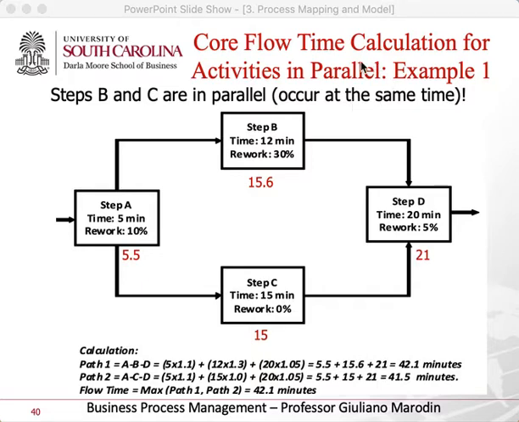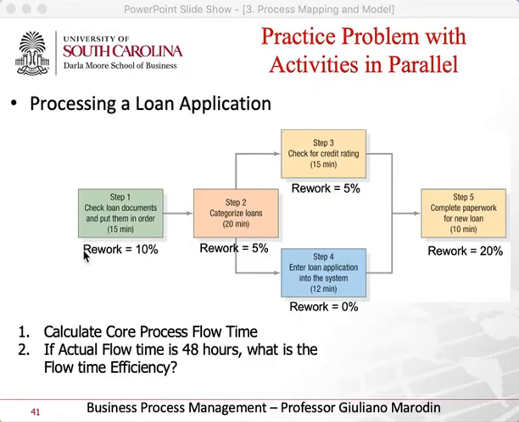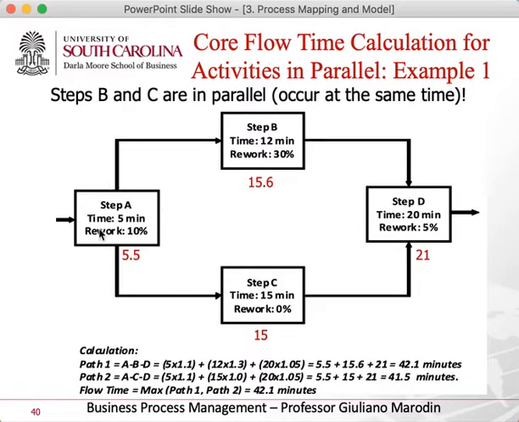The first one is when activities are done in parallel. Step A takes 5 minutes, rework 10%. And then at the same time, the process goes to activity B and C, and then comes back at D at the same time. So that's what's called in parallel.